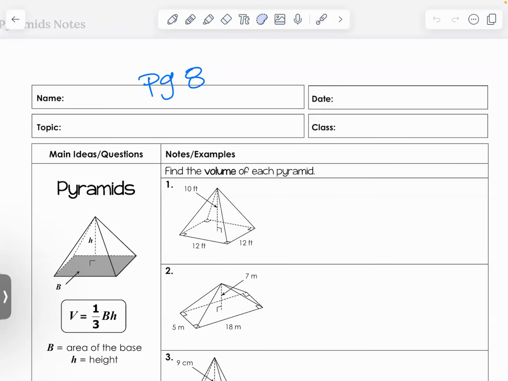Okay, so I like pyramids and cones because it's like prisms and cylinders, but with a 1/3.